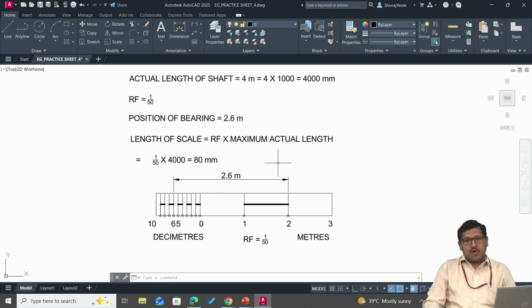So I hope you have understood this procedure, and I expect that you will be able to solve more problems of plane scales. In the next section, we'll move on to the diagonal scales.